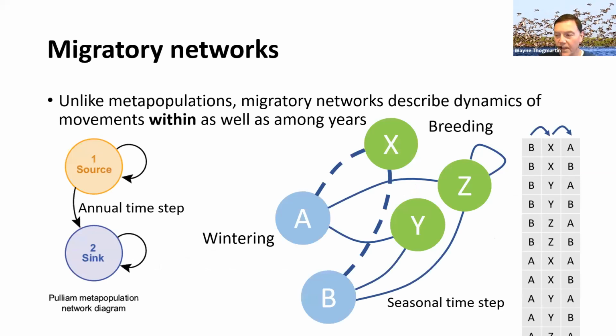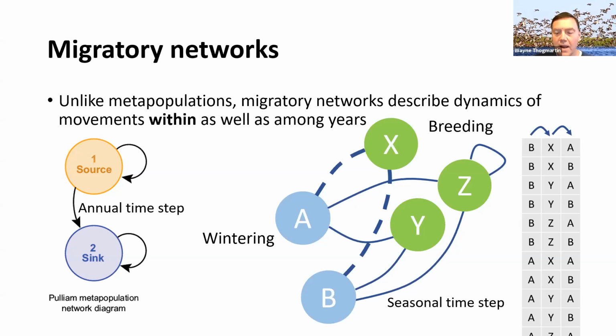So typically, when we think about networks, we might have in our minds a metapopulation network. Like I have here on the left, a Pulliam metapopulation network diagram, where we have a source population where births exceed deaths, as well as a sink population where births are less than deaths. And on an annual time step, immigration connects these two.